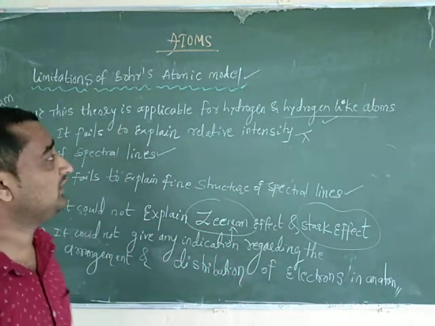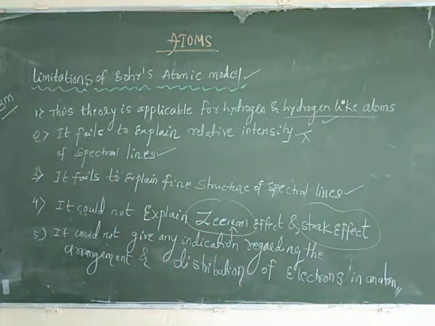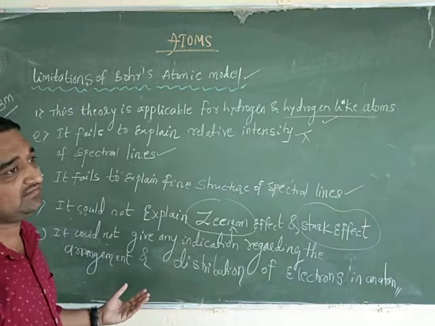So these are the important limitations of the Bohr atomic model. In the examination you may get this question for 3 marks, so you have to write any 3 limitations for 3 marks. Suppose it is asked for 2 marks, you have to write any 2 limitations.